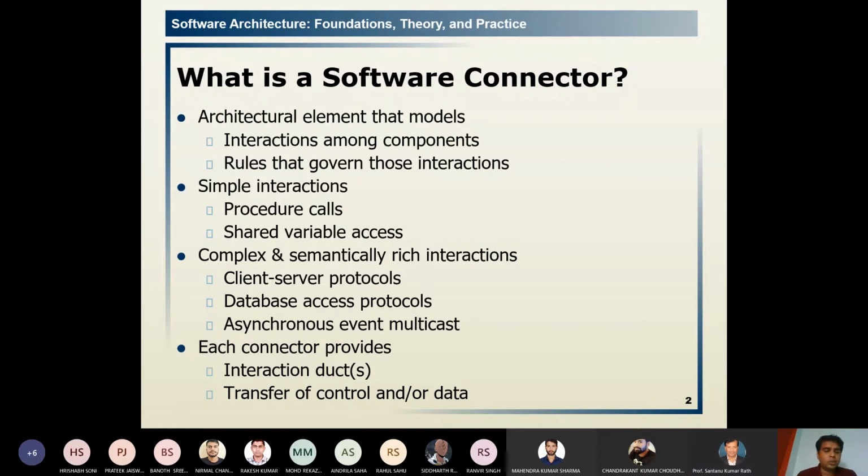Then next one, each connector provides an interaction dot. Interaction dot means a particular point of interaction between the two entities. Then transfer of control or data. These are very important for transferring the control or the signal, information, data, whatever you say. Next.